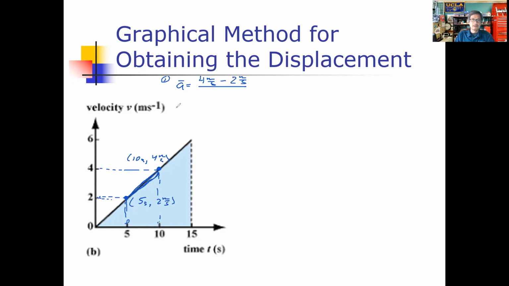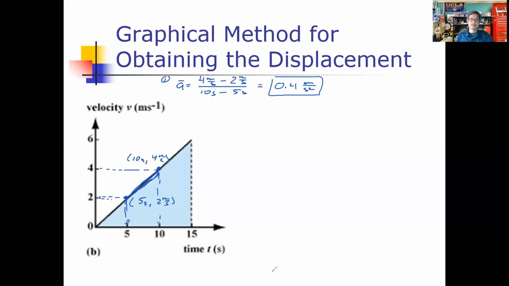All over 10 seconds minus 5 seconds. And so we can calculate the acceleration from the velocity time graph. Then the acceleration here is going to be 2/5 or 0.4 meters per second squared.